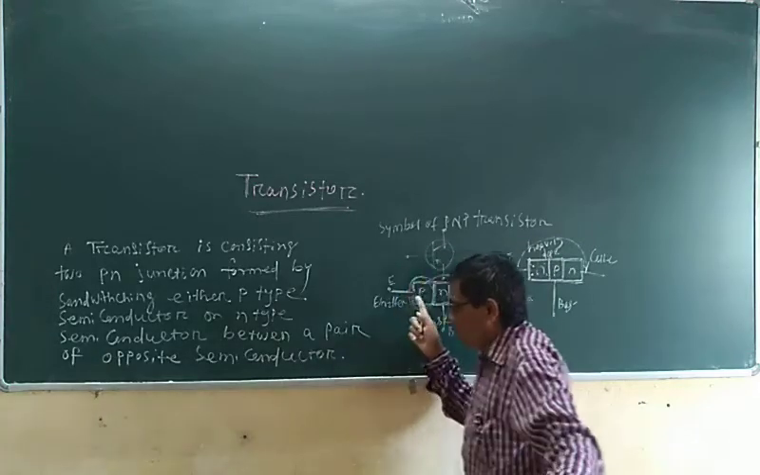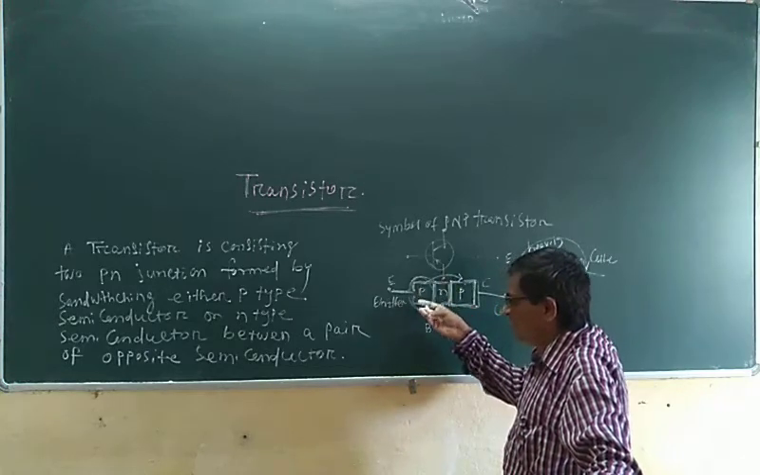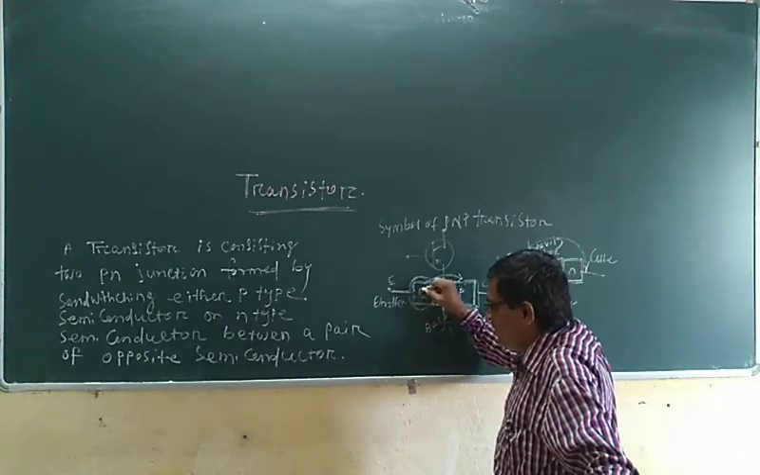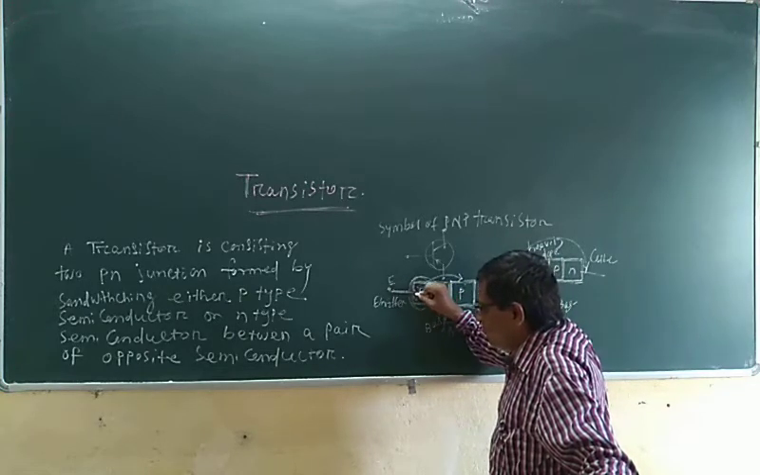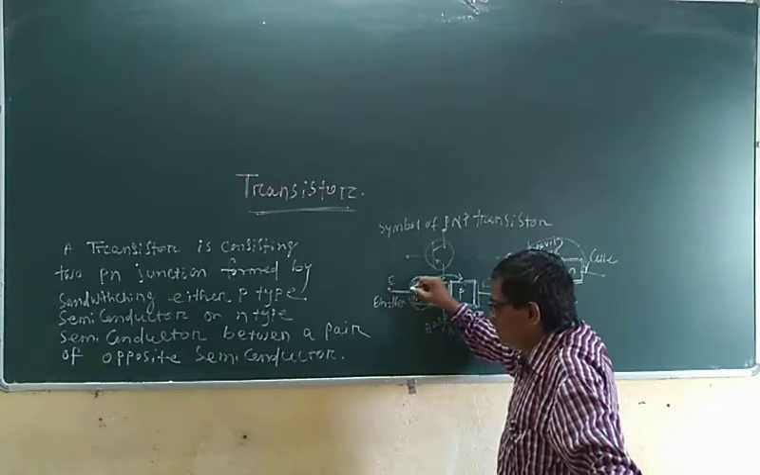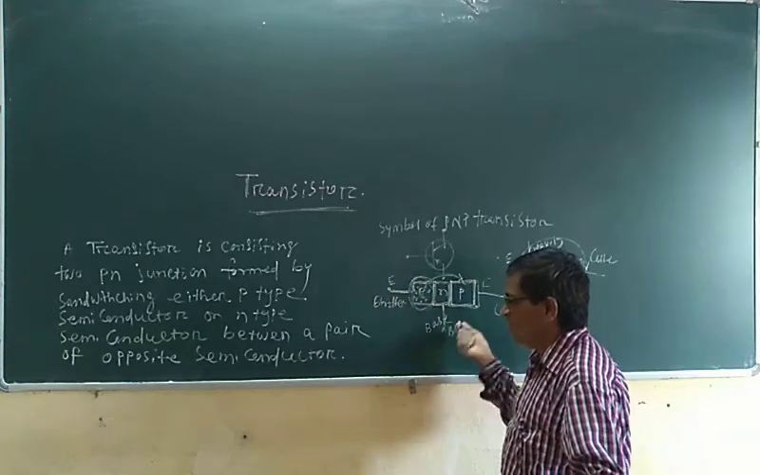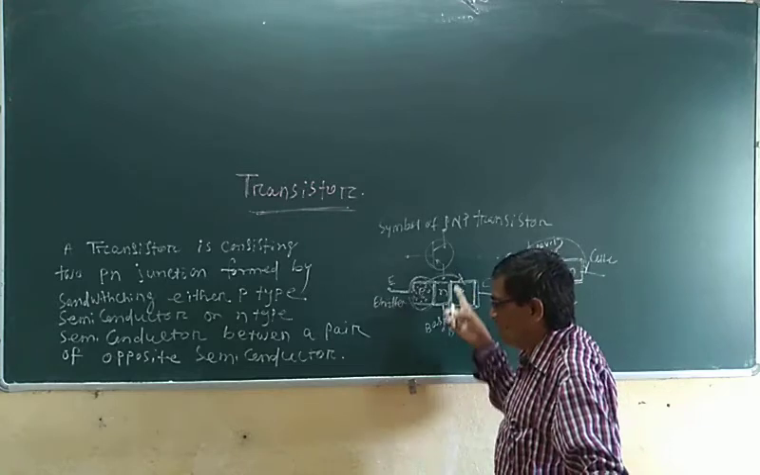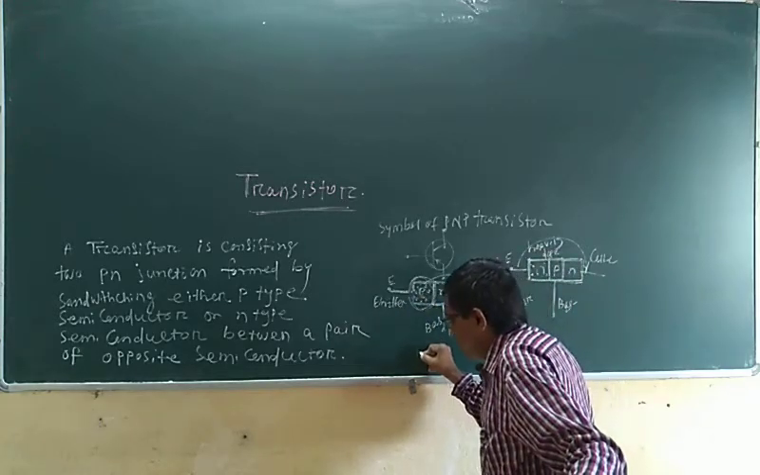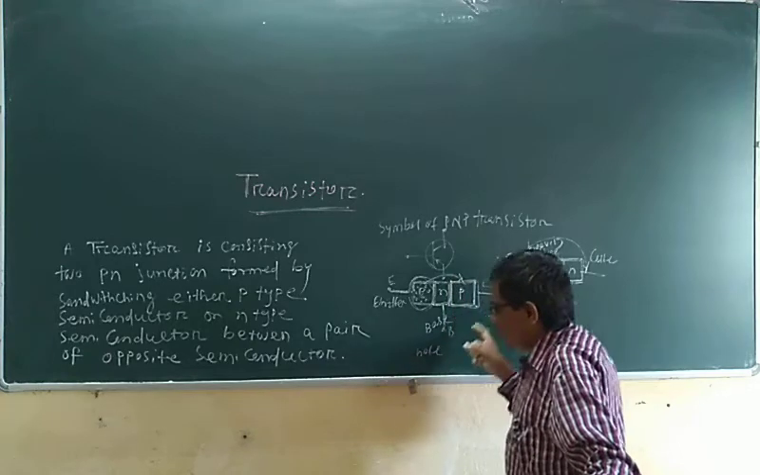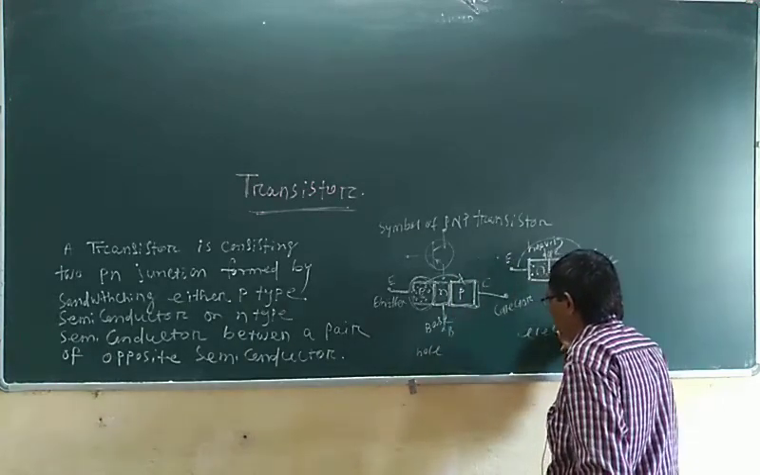Here the holes are majority charge particles. These holes are positively charged, and they flow from emitter to collector. Now in a PNP transistor, the majority charge carriers are holes, and in an NPN transistor, the majority charge carriers are electrons.